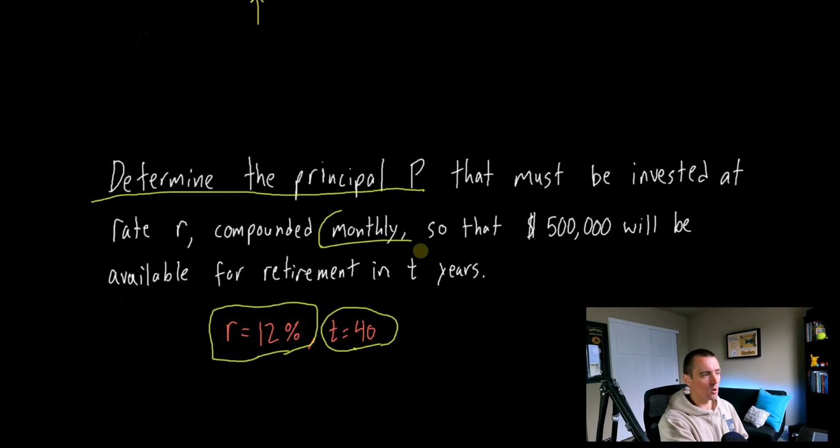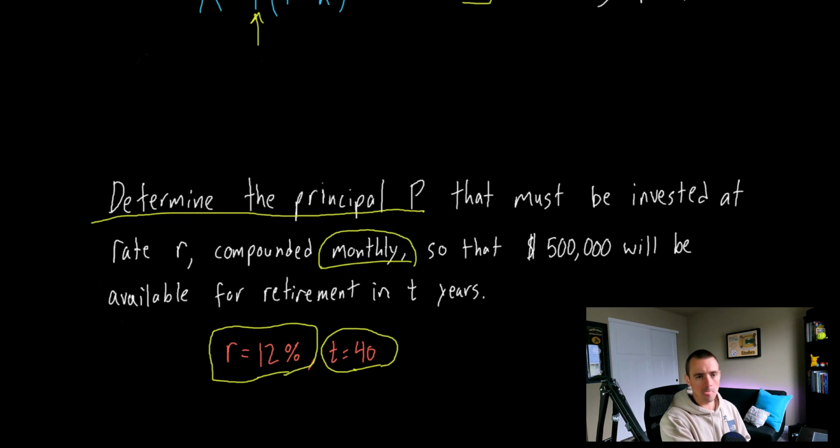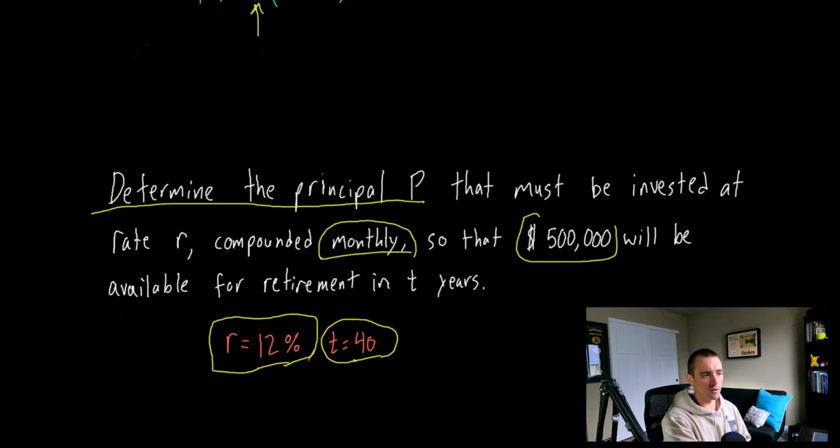We know it's compounded monthly, so that gives us some information about N. It's N compoundings per year. And we want $500,000 in T years. So $500,000 is what we need the account to be worth at the end of 40 years.